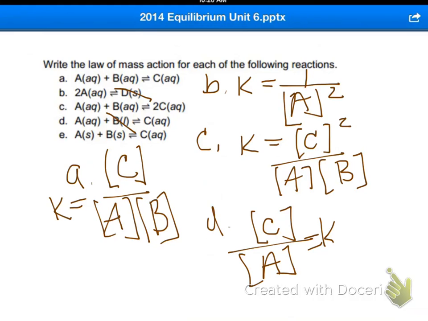And then we have one more, E. I'll squeeze it down here. Here I have solid B, solid A, so my K is simply the concentration of C. Okay, so that's going to do it. We're going to stop there.